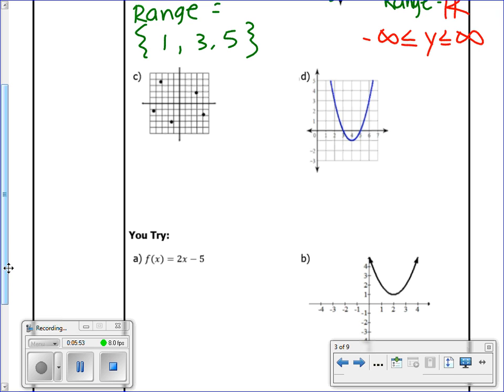If you look at letter C, if you're given ordered pair dots as your graph, you can make a vertical line test. For every vertical line you make, it can only go through one point. So every vertical line I'm making at my points only goes through once. So yes, this is a function.